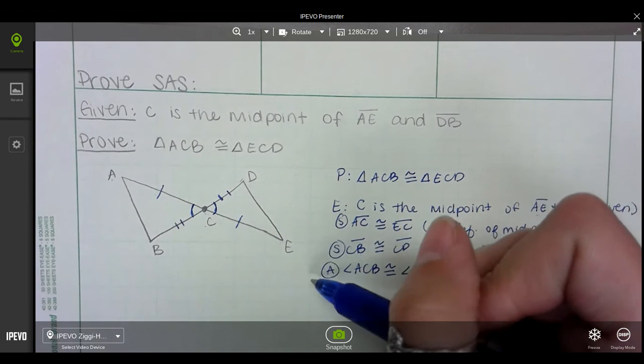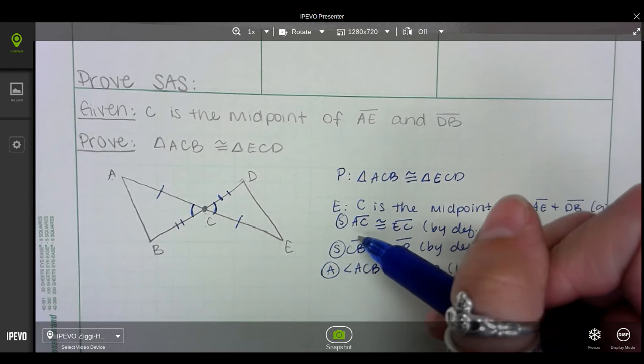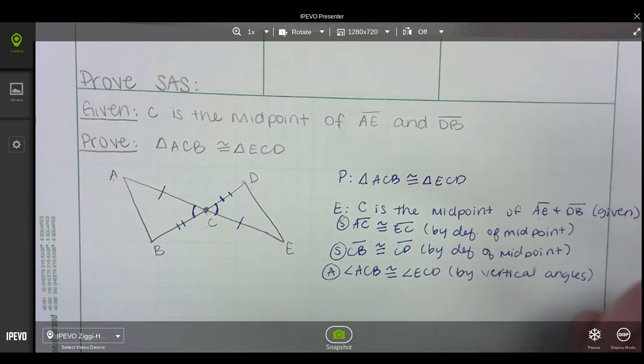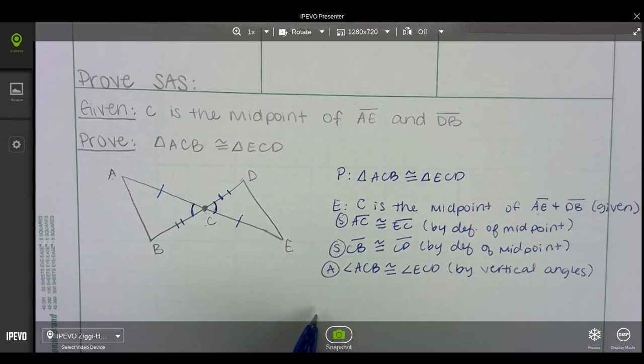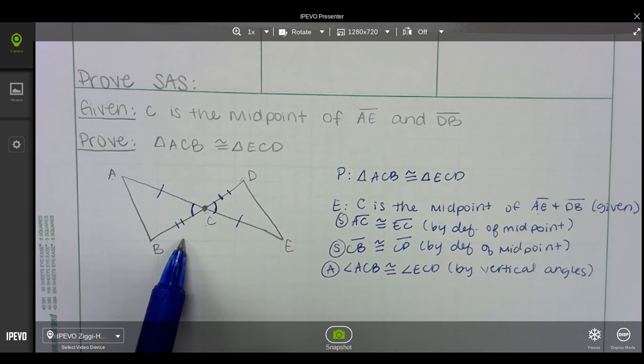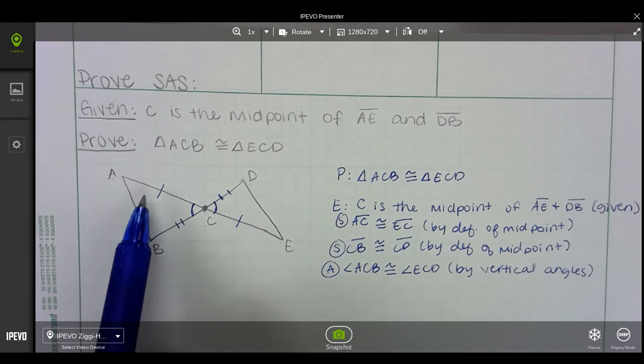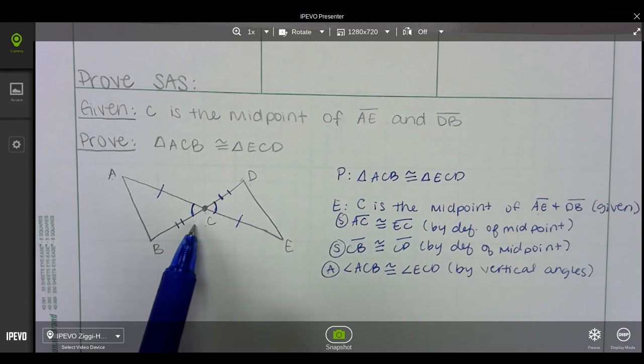Careful when we are reading this. This is not our donkey theorem here. It is actually side, angle, side. It's just the way that we wrote them down. So we always look back at our diagram to make sure it is side, angle, side. My two sides are sandwiching my angle.